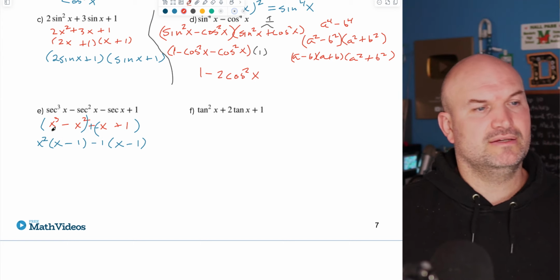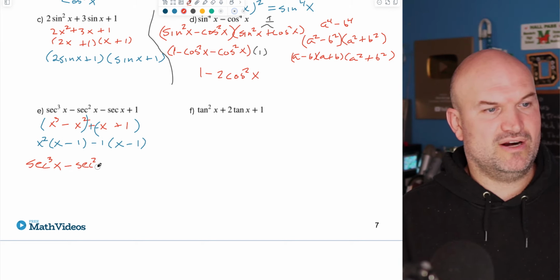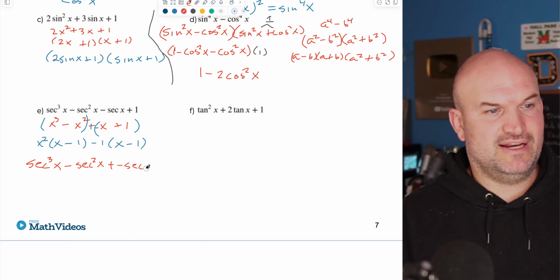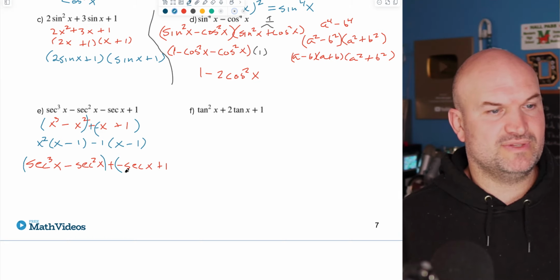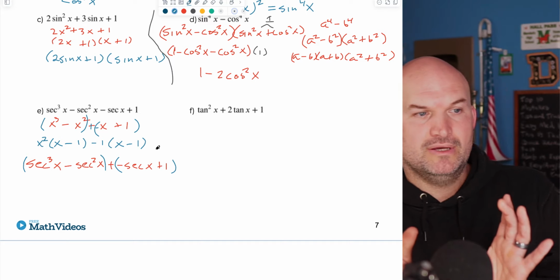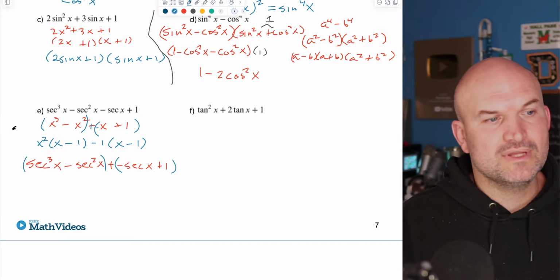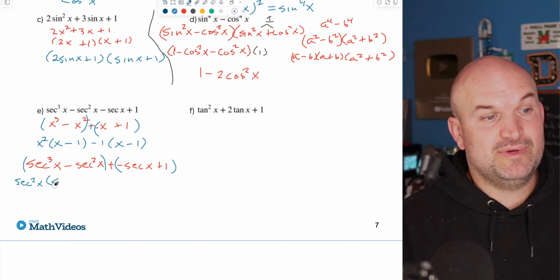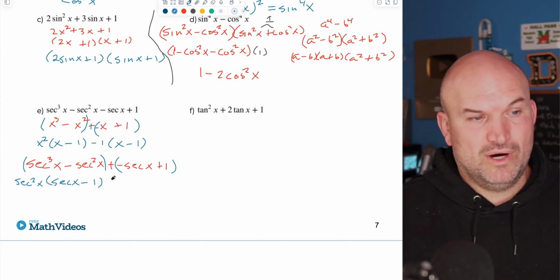So over here, I have secant cubed of x minus secant squared of x minus secant of x plus 1. I'm going to change this to plus a negative secant of x plus 1. So group the first 2 terms, group the second 2 terms. You always have to separate by addition. All I did was change it from a subtraction to adding a negative. Now I can factor out a secant squared of x. That's going to leave me with a secant of x minus 1. And then over here, I can factor out just a negative 1.